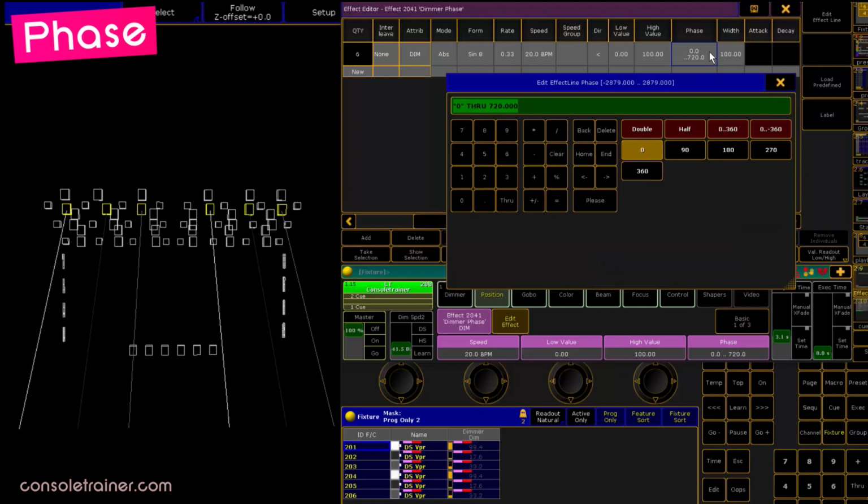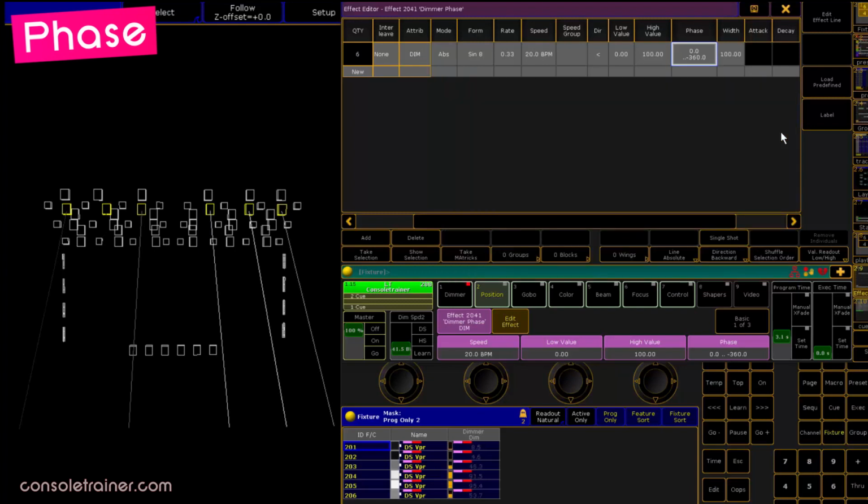And if you've noticed negative options like 0 to negative 360, those will spread out our starting points using the same math, but just in the opposite order. Again, you can also think of this as flipping the waveform.